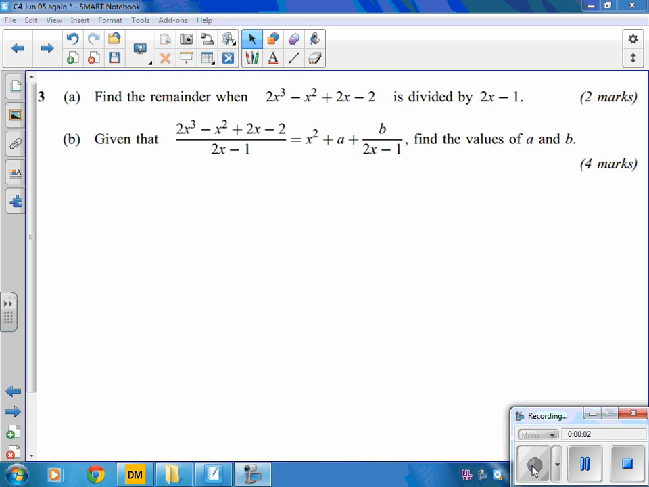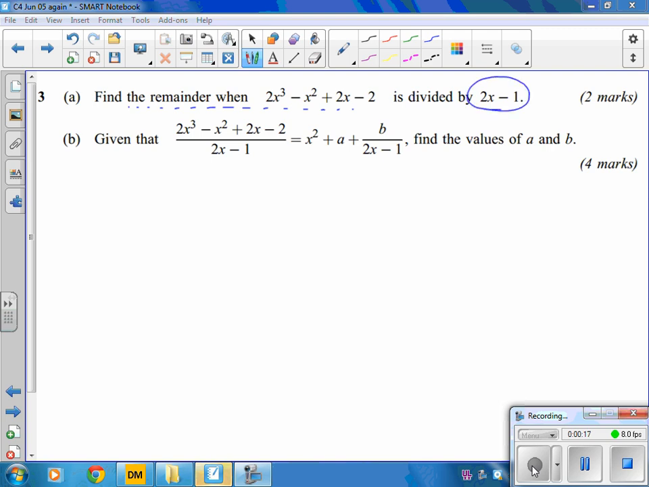June 2005, Core 4 question 3 is a very strange question, not one you get anymore. Normally this would now say use the remainder theorem to do this. So let's do that. The value we've got to try and find out is the value that makes that 0, which is a half, so we're doing f of a half, if f of x is equal to this thing.